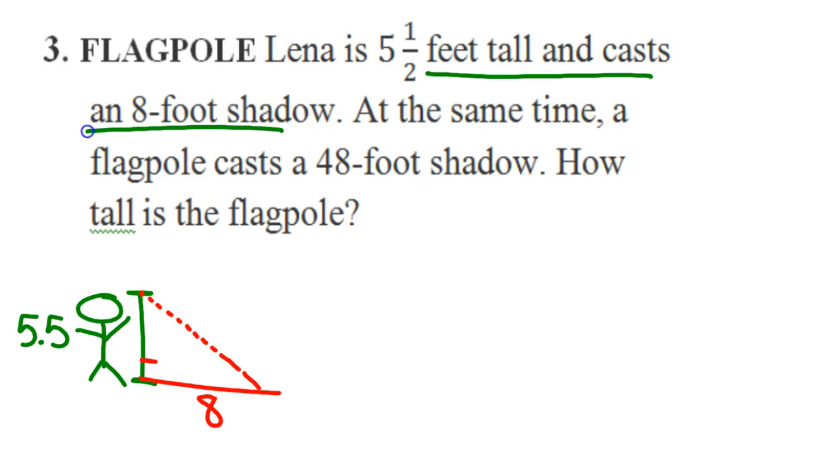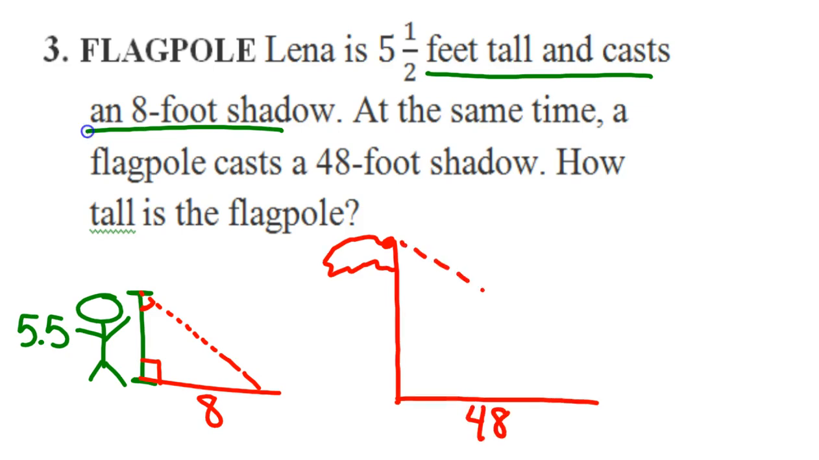Okay, we're going to have a similar triangle. That's 90 degrees. We've got this here that's similar. We also have at the same time a flagpole that casts a shadow of 48 feet. We don't know the height of the flagpole. So we have these angles. We have similar triangles, so let's set up a proportion.